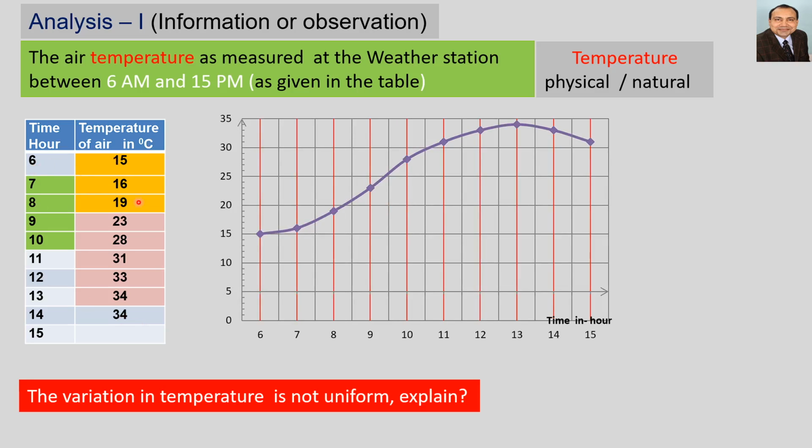Temperature of air in centigrade, 15 to 34 centigrade. Draw the pairs on this graph as a curved line. At 10 a.m. the temperature is 28 degrees centigrade. So 1, 2, 3, 4, 5 present each temperature in centigrade. On this side, time in hours. The variation in temperatures is not uniform. Explain in words why.